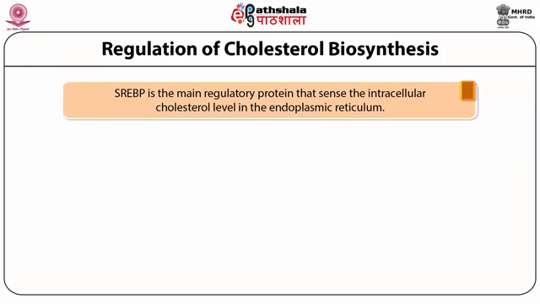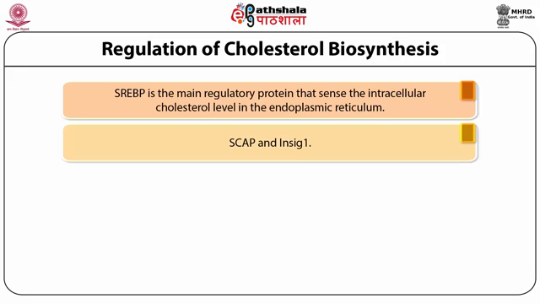Sterol regulatory element binding protein 1 and 2, which is abbreviatedly known as SREBP, is the main regulatory protein that senses the intracellular cholesterol level in the endoplasmic reticulum. In the presence of cholesterol, two other proteins, namely SREBP cleavage activating protein called SCAP, and INSIG1, were found bound to SREBP.